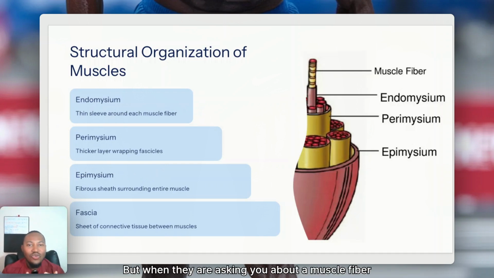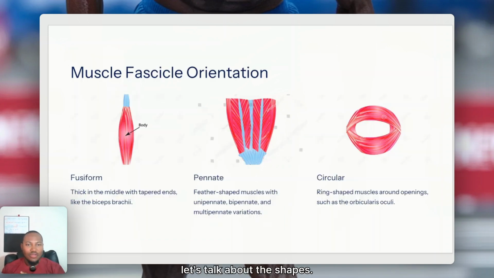But when they are asking you about a muscle fiber being wrapped around it, it is the endomysium. If they ask you about a fascicle, that's a group of muscle fibers, it is known as what? Perimysium. If they ask you about a group of fascicles, it is known as what? Epimysium.